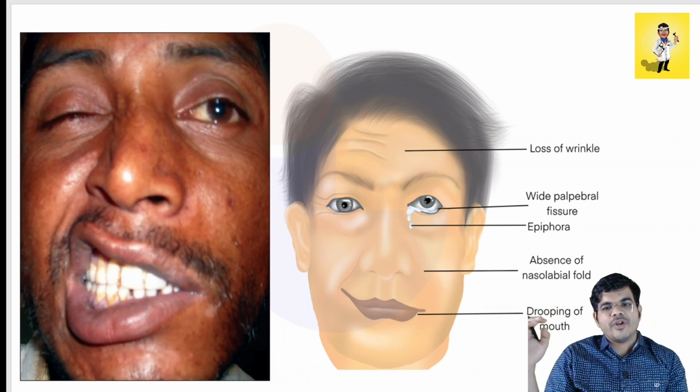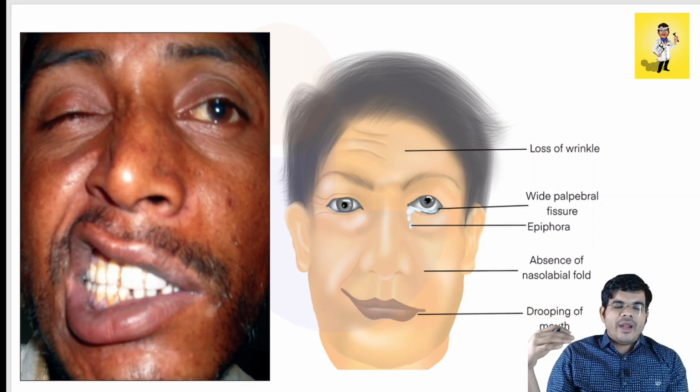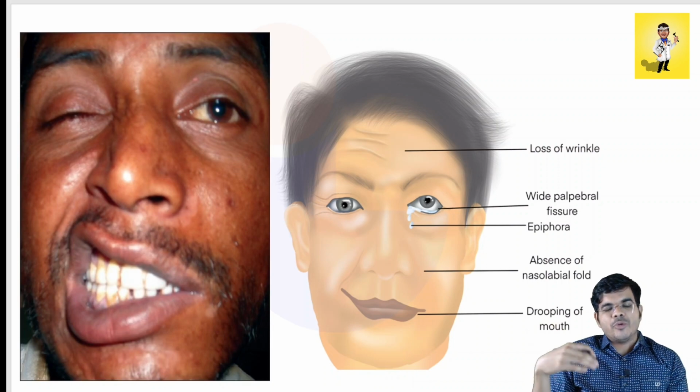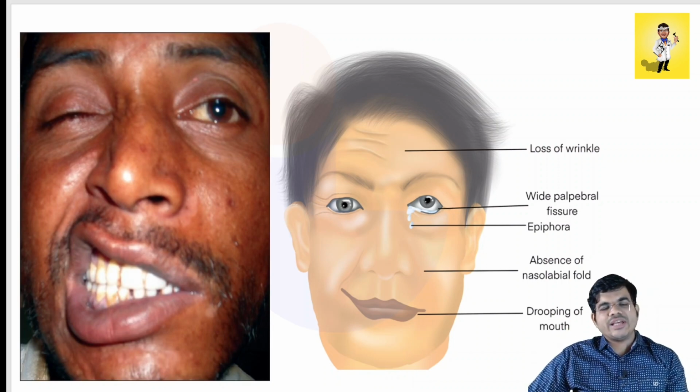So there will be loss of wrinkling, wide palpebral fissure, which is causing epiphora, even though there could be decreased lacrimation and dry eye as well. Then absence of the nasolabial fold and drooping of the mouth, with deviation of the angle of the mouth to the opposite side, can also occur. In most cases, there is a history of virus infection.